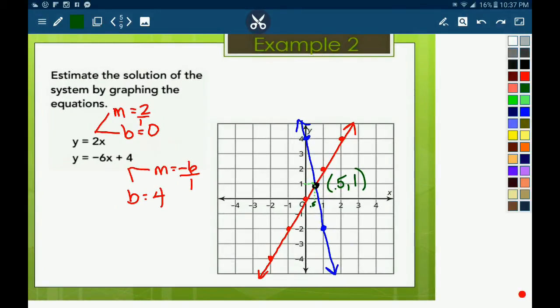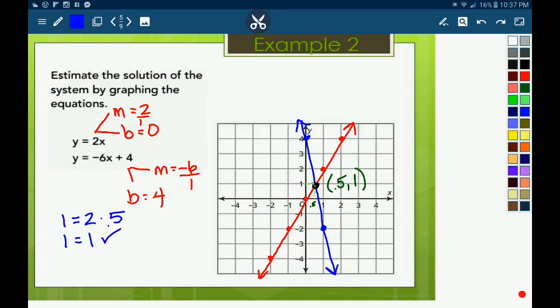Now, on your test, if you make a guess and it is incorrect, you will not get the points. So you need to verify and guess again if your first guess is incorrect. So I'm going to take my first equation, y equals 2x. I'm going to replace the y with 1 and replace the x with 0.5. Well, 2 times 0.5 is 1. So it did work in the first equation.